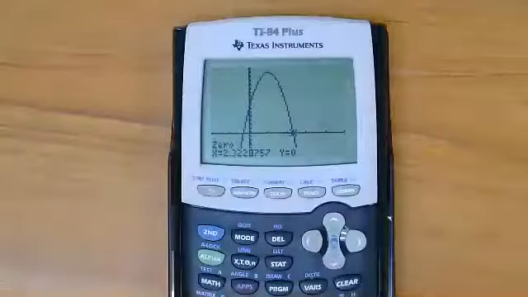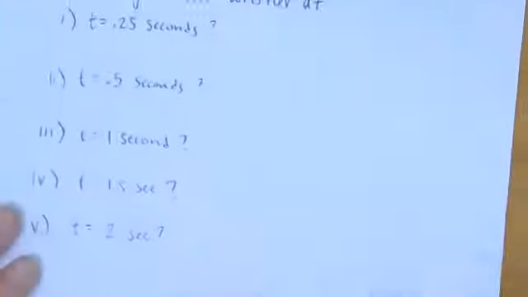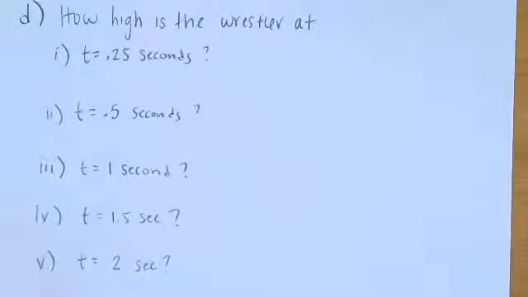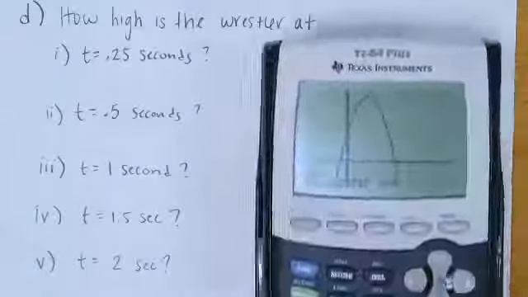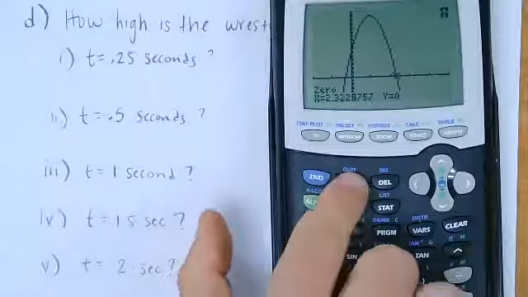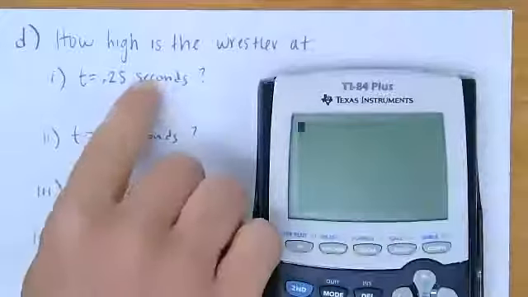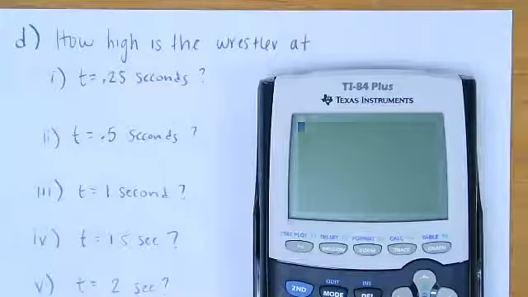All right. Last question, folks. You're doing a great job. How high is the wrestler at 0.25 seconds? Well, there is a slow way to do this. We certainly could go into our normal screen, and to do that, we would press blue and then quit. And we could plug 0.25 seconds into our original equation.